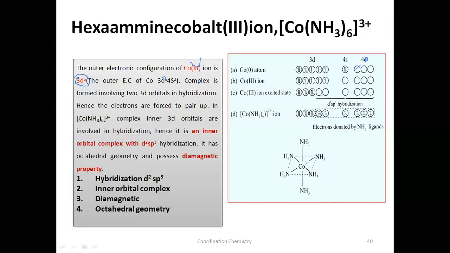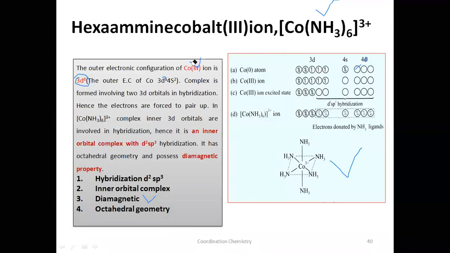Into these vacant hybrid orbitals, the ligand, that is ammonia, will donate a pair of electrons and form a coordinate covalent bond. Since the hybridization is d2sp3, the geometry will be octahedral. See here, the 4 equatorial positions are occupied with ammonia, and the axial positions are also occupied with ammonia. So hybridization is d2sp3. Since 3d orbitals are involved in the hybridization, this is an inner orbital complex. All electrons are paired up here. There is no unpaired electron here. Therefore, this is diamagnetic, and the geometry is octahedral.